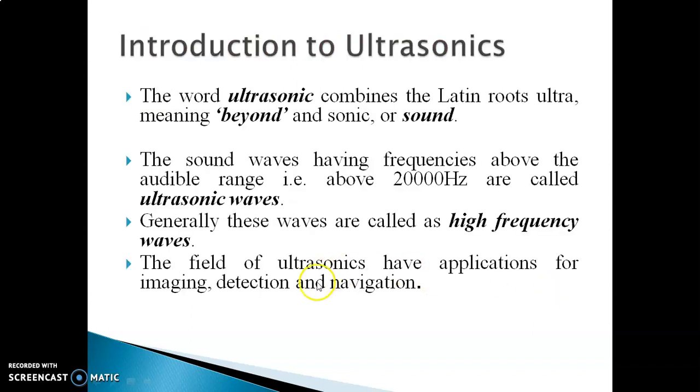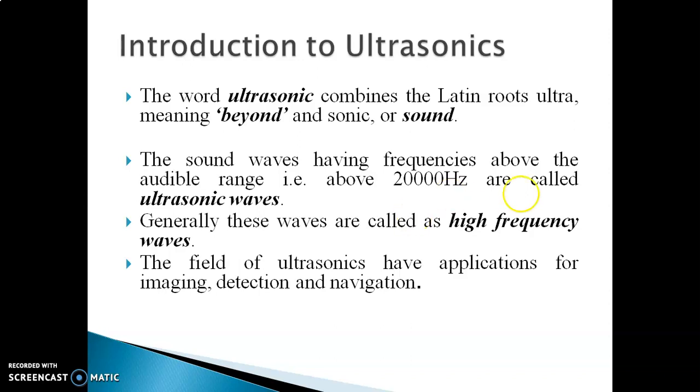The term ultrasonic comes from the Latin word ultra, which means beyond, and sonic means sound. So the frequency of ultrasonic waves is always beyond the upper limit of the audible frequency range. It is above 20,000 Hz or above 20 kHz. That's why they are called ultrasonic waves. Now let us see what are the properties of these ultrasonic waves.